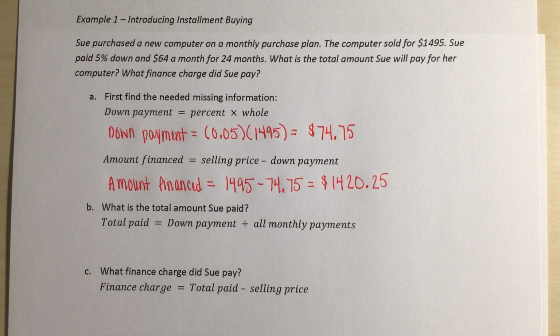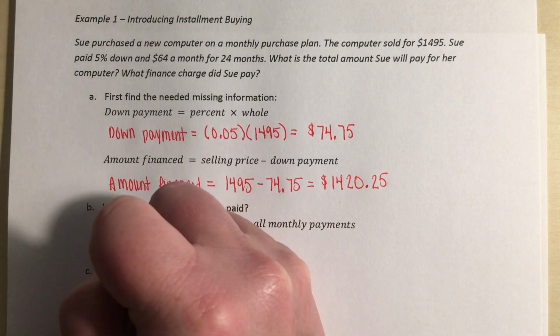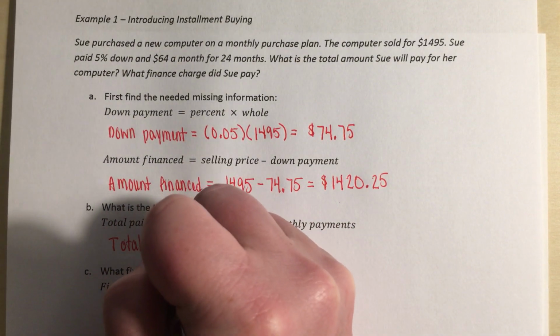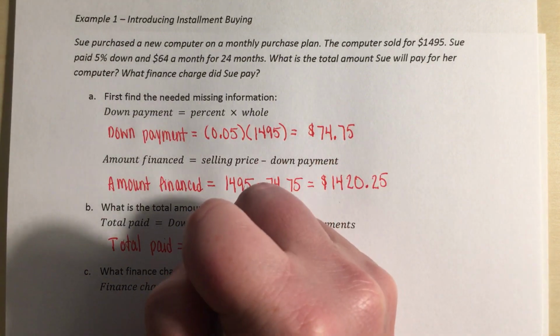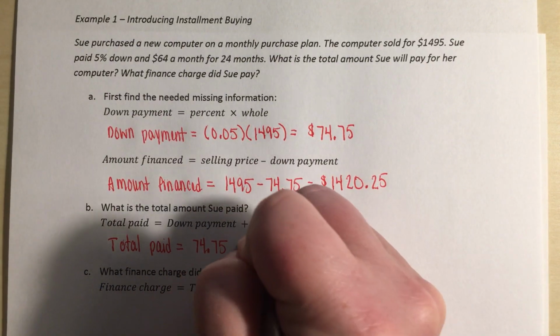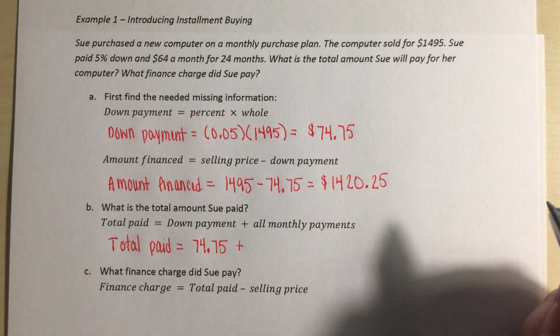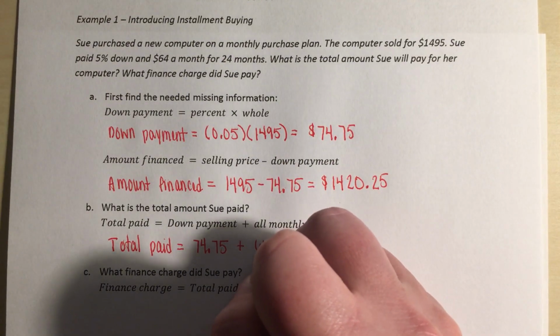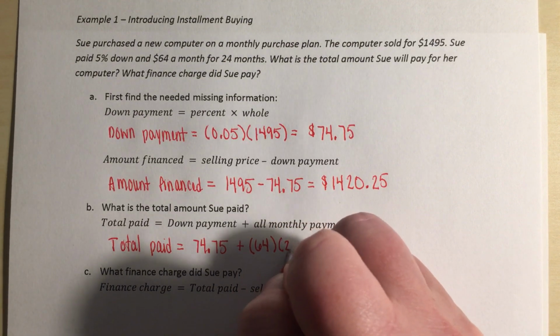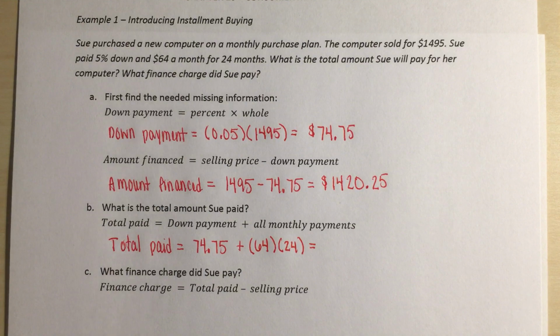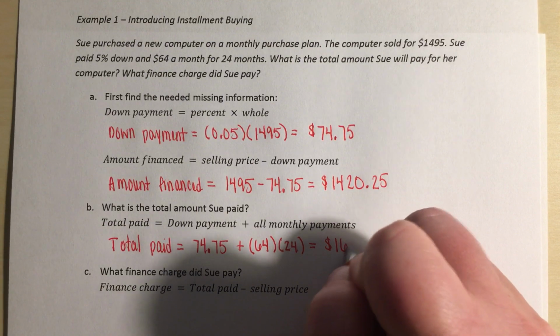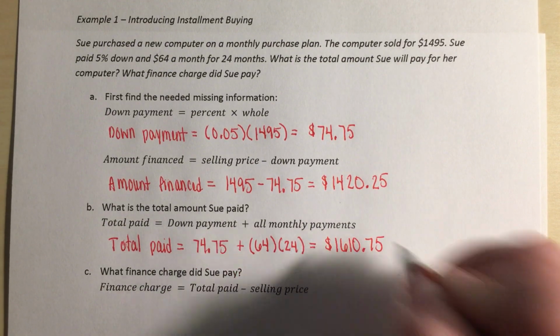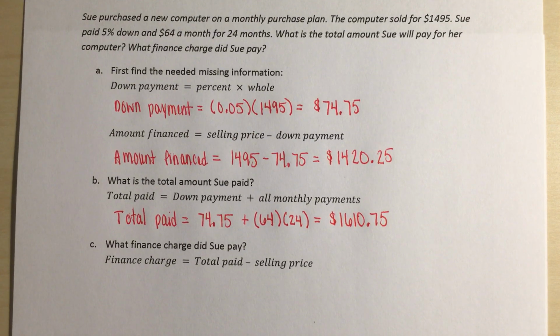What is the total amount that Sue paid? Our total paid is going to be our down payment plus all monthly payments. Our down payment from Part A was $74.75, and then we're told that she makes 24 payments of $64 a month. So we're going to take $64 times 24. Again, we can type it in a calculator or step-by-step multiply and then add. We get $1,610.75.